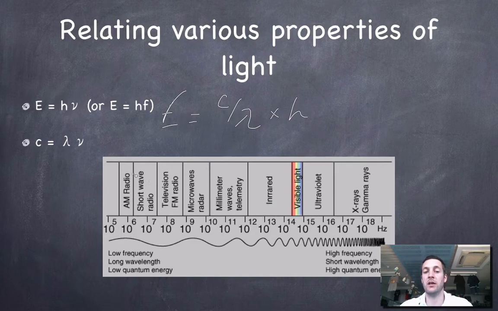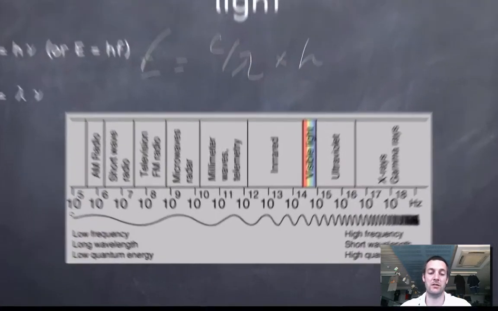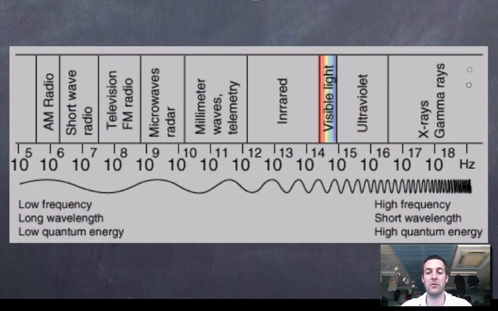The longer the wavelength, the lower the frequency. And yes, that's right: the longer the wavelength, the lower the frequency, and the shorter the wavelength, the higher the frequency and the higher the energy. And that's kind of shown here, that gamma rays with their very, very short wavelengths and very, very high frequencies have a lot of energy.